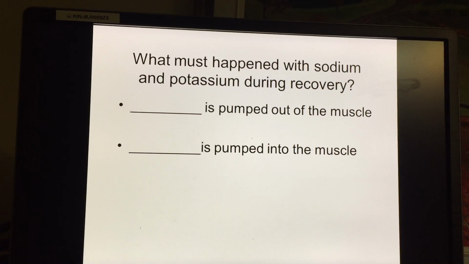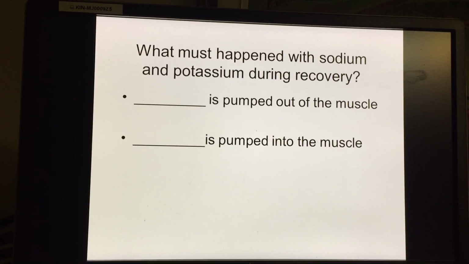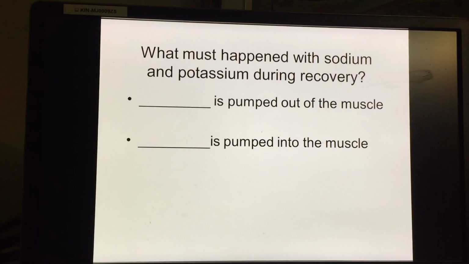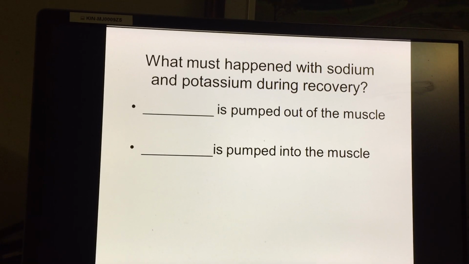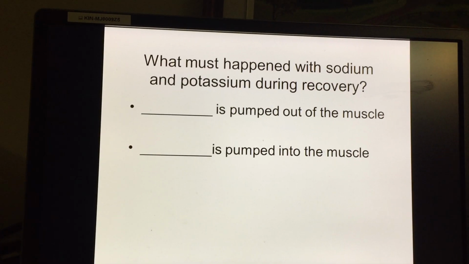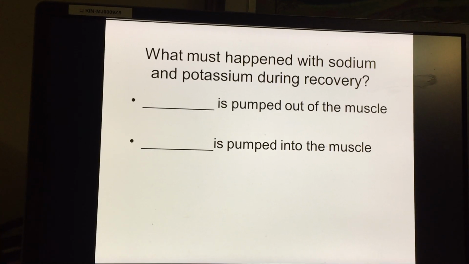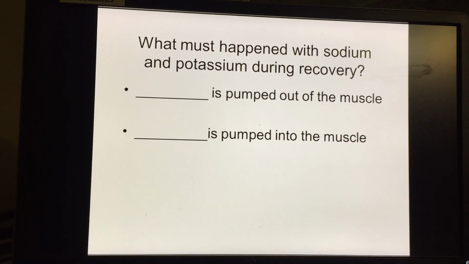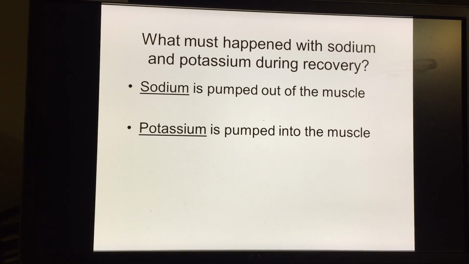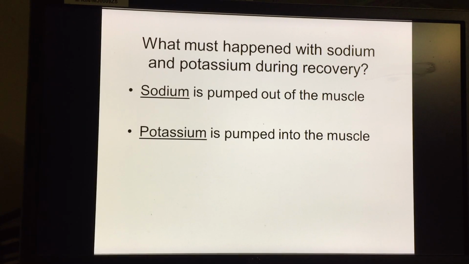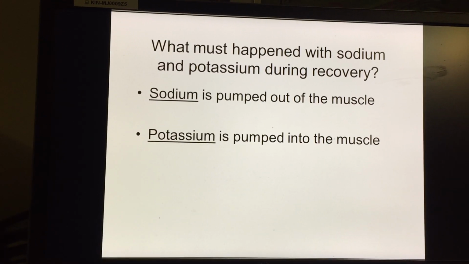This is a bit of a review, a bit of a preview of what happens during relaxation. So the question here is, what must happen with sodium and potassium during recovery? So recall that with contractions, sodium came in and potassium went out. So during recovery, you need to pump sodium out of the muscle fiber and potassium back in. So this is the reverse of what happened during contraction.